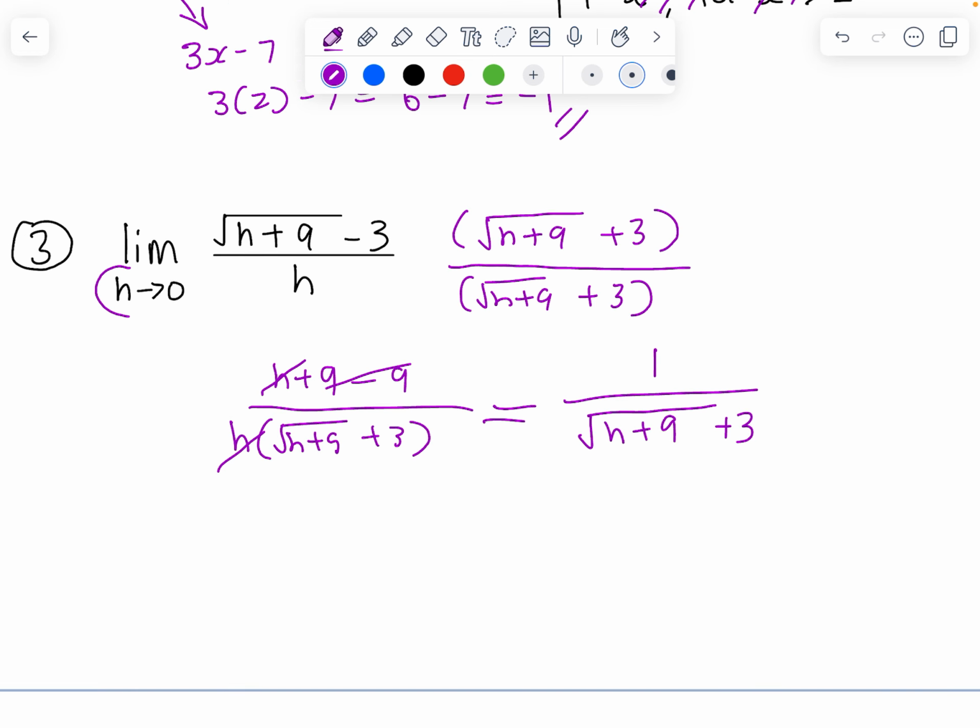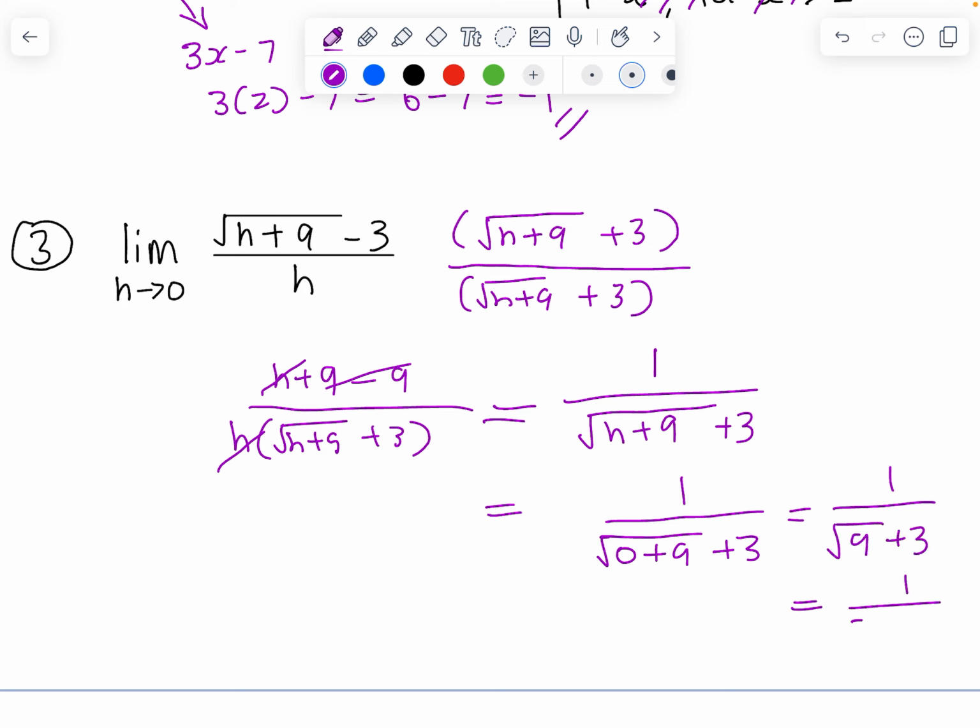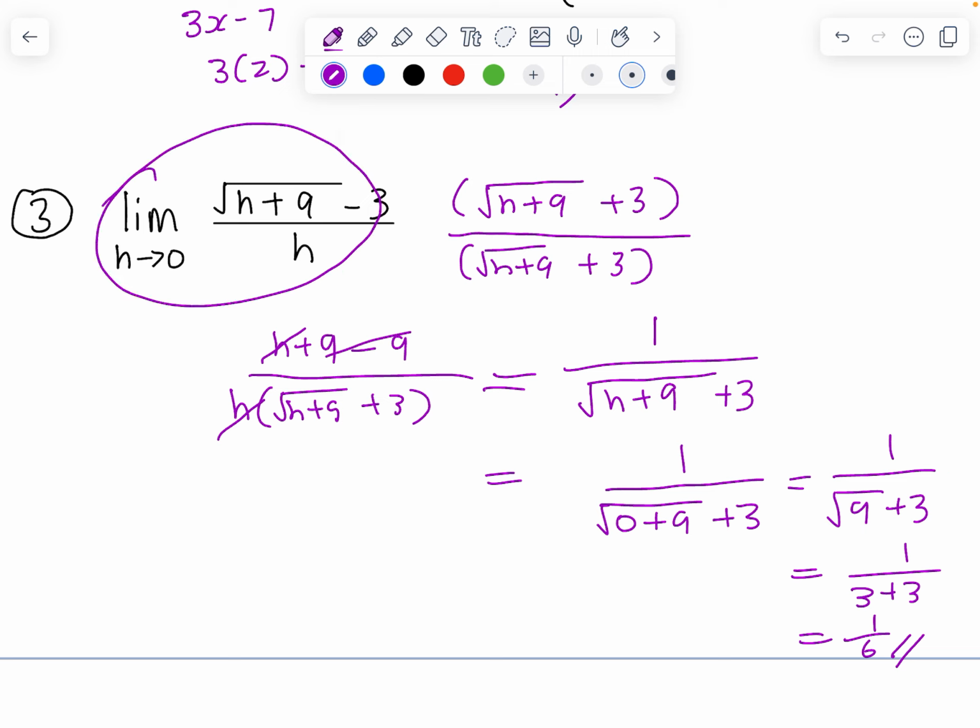So now we can finally substitute h as 0 without getting an undefined value. Let's try that. 1 over square root of 0 plus 9 plus 3, and luckily we get square root of 9 plus 3, and it turns out nicely, which is 3 plus 3, which is 1 over 6. So that's our final answer: as the limit of square root of h plus 9 minus 3 divided by h, as the h value approaches 0, the y value goes to 1 over 6.